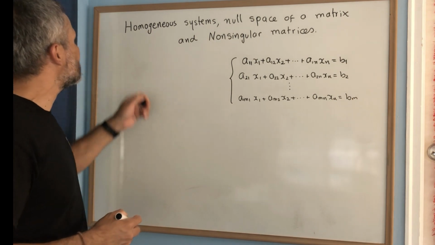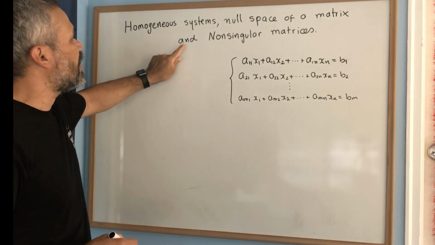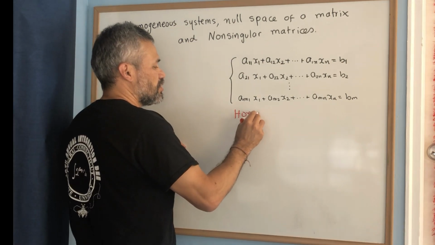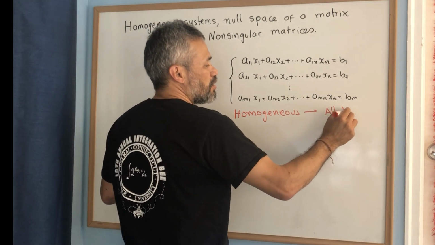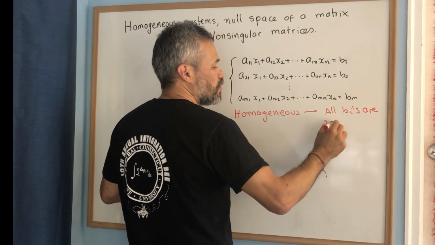In this video, we will explain the notion of homogeneous system, the null space of a matrix, and non-singular matrices. Homogeneous means that all b sub i's are zero.